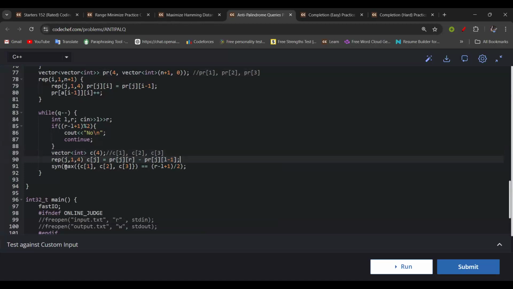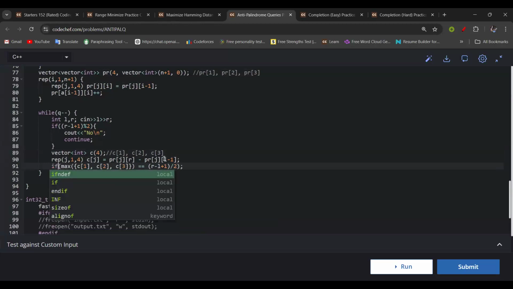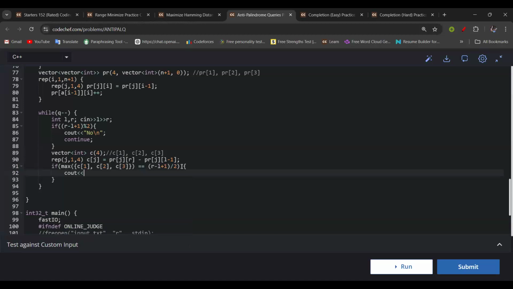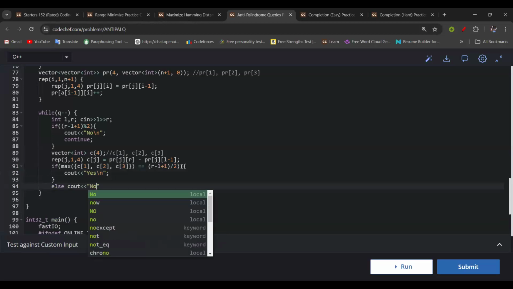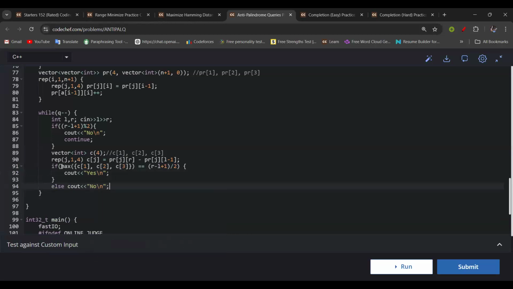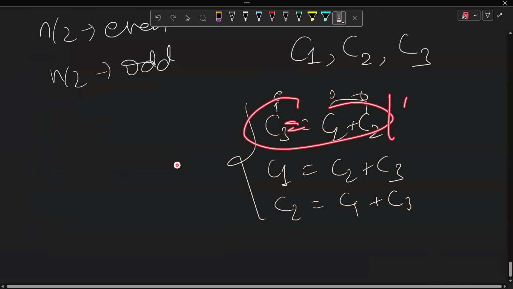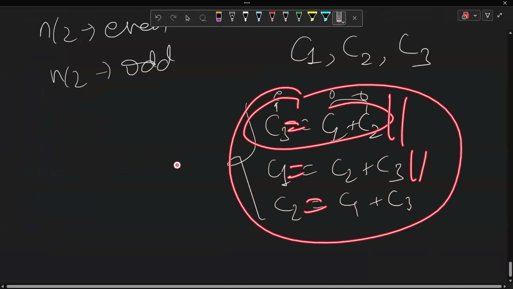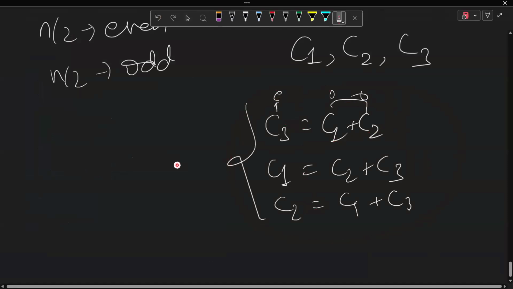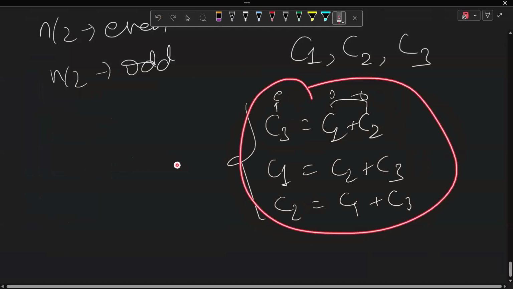Now I would just print if the maximum of this thing, so this is an if condition. I'll explain what I'm doing here. You can either write this equal to this, or this equal to this, or this equal to this. That would also be fine. What I'm doing in the if condition is combining these 3 conditions into a single one.